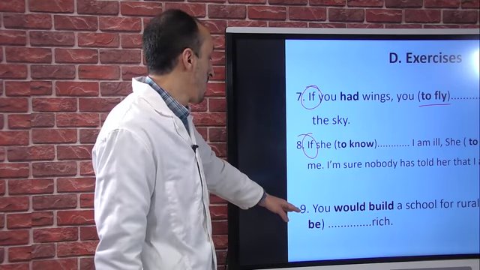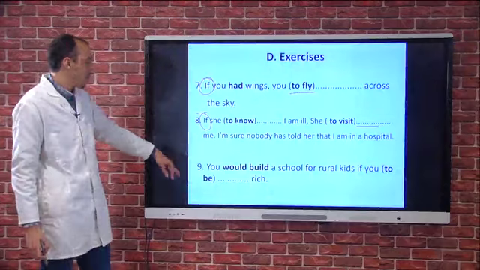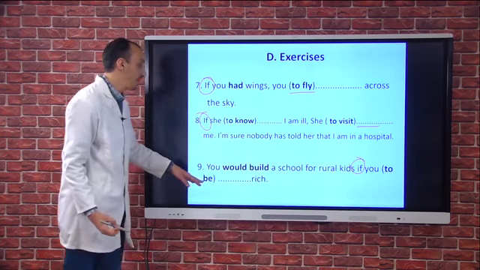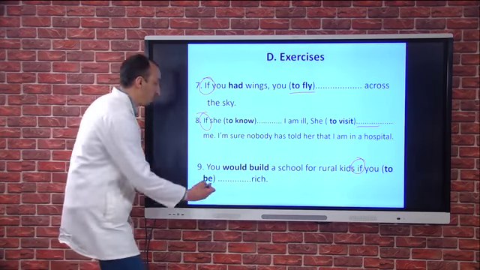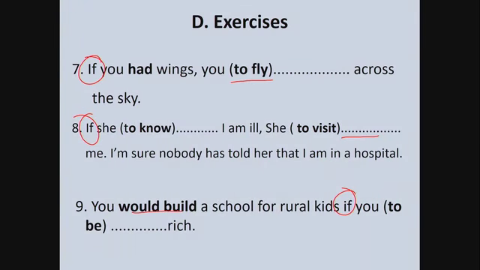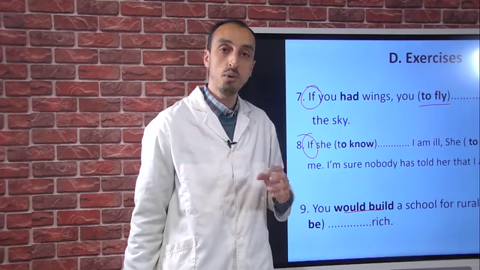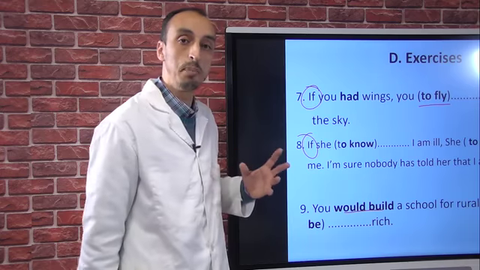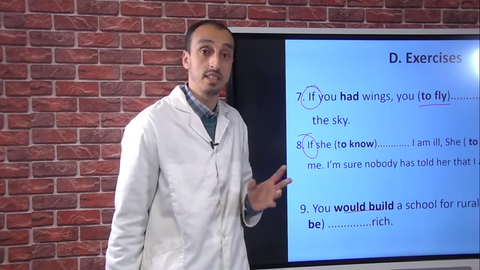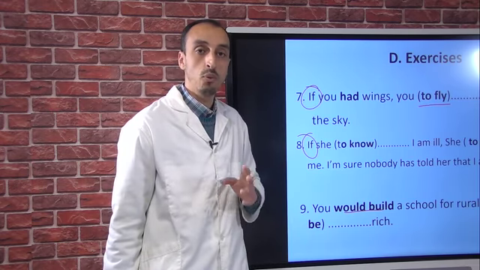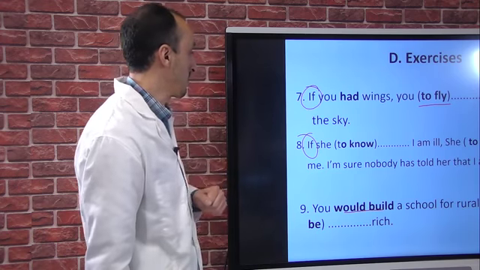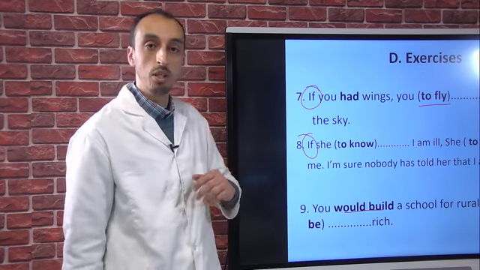So, in number 9, we're looking for the verb in the if clause. The verb is to be. And we have would build a school. So, don't forget to use your dictionaries to look up difficult words. Understanding the meaning of all the sentences can be really useful to answer all the questions. Take your time.